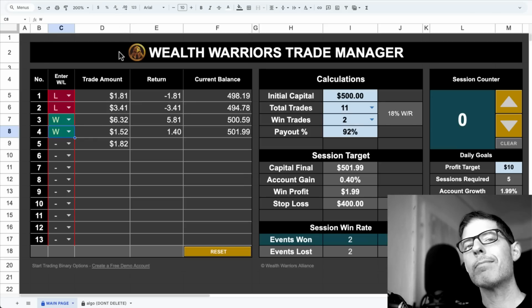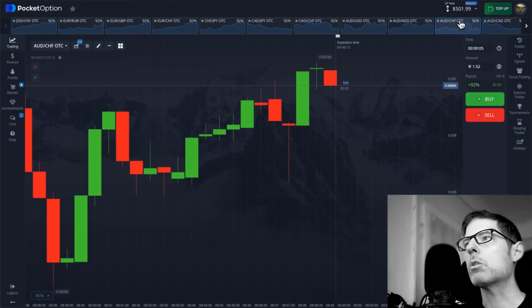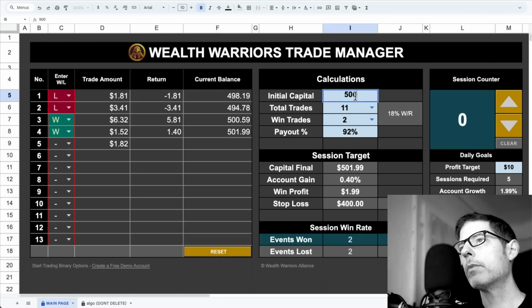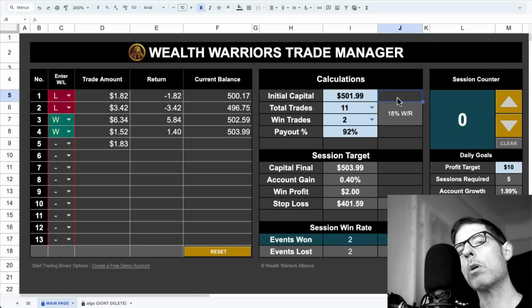So that's essentially how the strategy works. Let's go ahead and make some more profits and increase our balance even more. I'm going to enter in my new balance, which was $501.99. It's not much, guys, but this compounds, and I'll show you a little bit later on. If you have an income goal or a certain dollar amount that you're looking to reach with your trading, I'll show you exactly how to do it with the Trade Manager.